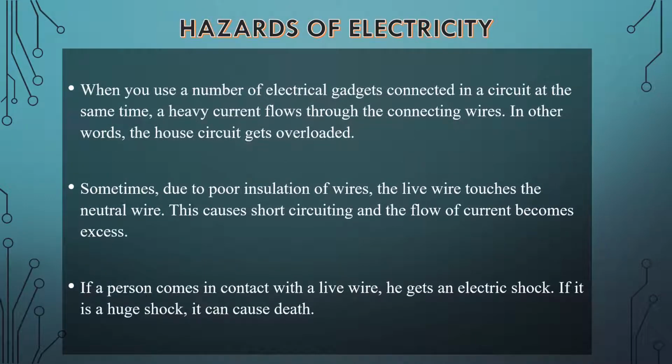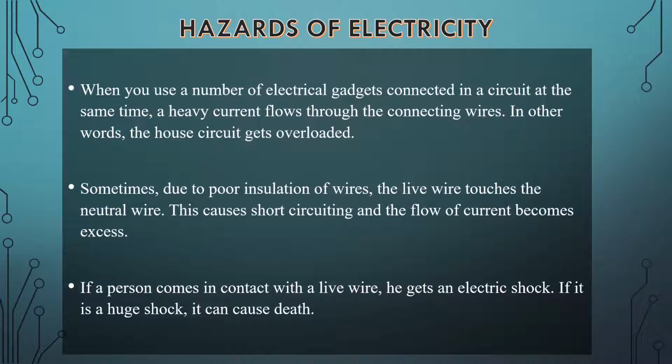Apart from the uses of electricity, there are a number of hazards of electricity too. Number one, if the number of electrical gadgets connected in a circuit at a time is more, a heavy current flows through the connecting wires. Or in other words, the house circuit gets overloaded. During this time, there is a chance of overheating of the electric wires, which may cause short circuiting and even electric fire.